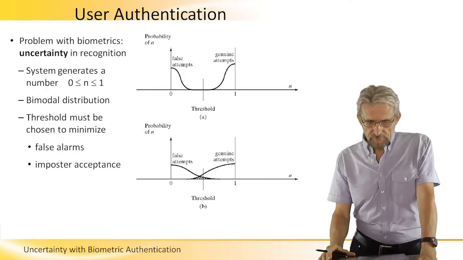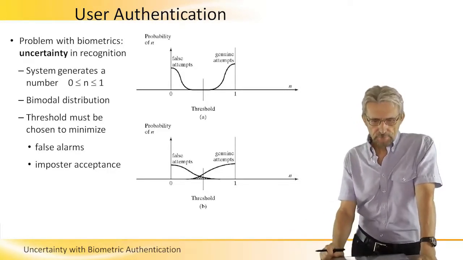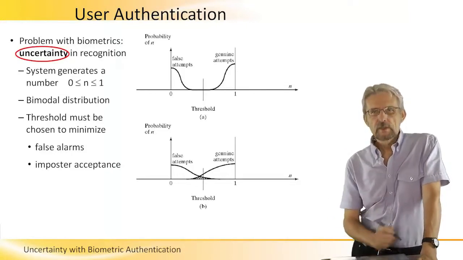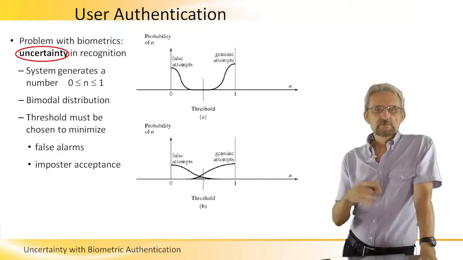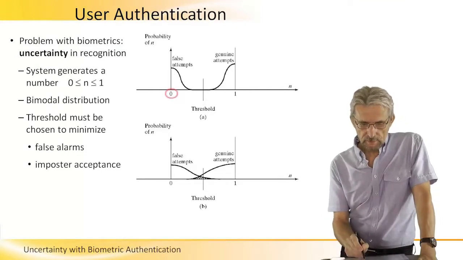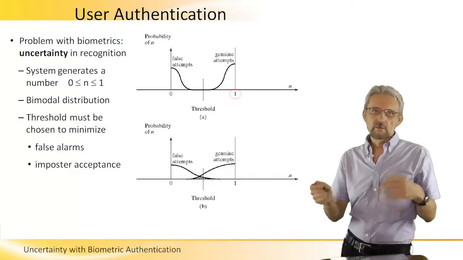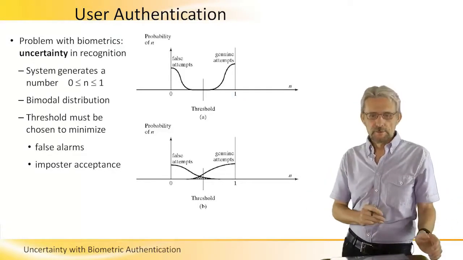Here's a problem that we are facing with all of these biometric measures. The problem is that there is some uncertainty in the recognition. So ideally you would like the system to say yes or no, which, like in this picture, you would like to get a 0 or you would like to get a 1. It's a valid or invalid. Just like a password, it either matches or it doesn't match.